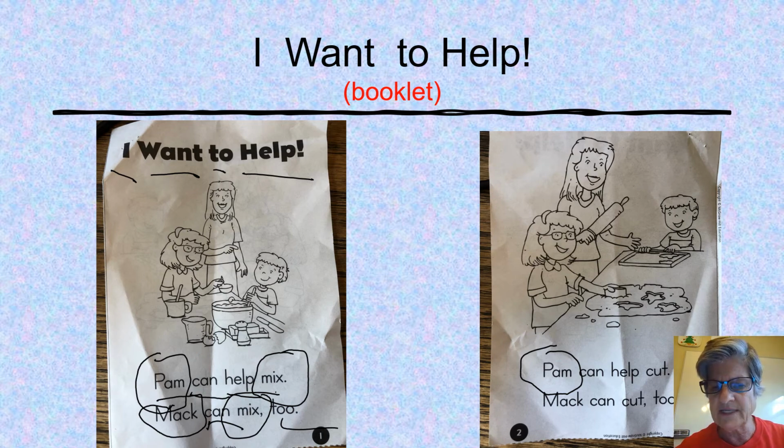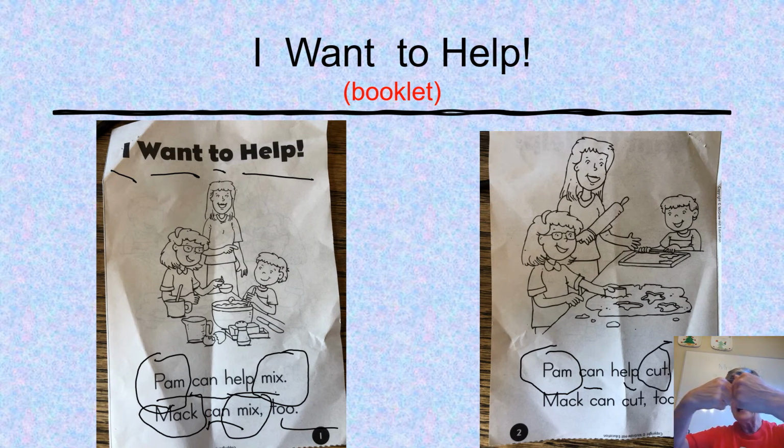Now the next word is can. The next word is help. But the next word we do not know. Let's sound it out. Now the C has two sounds. It goes ka and s. Usually it goes ka. So that's what we will try. Cut. Let's go back and reread that. Pam can help cut. Very good job.